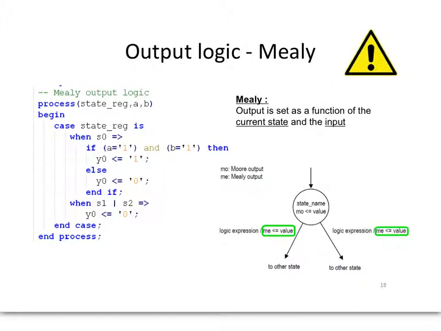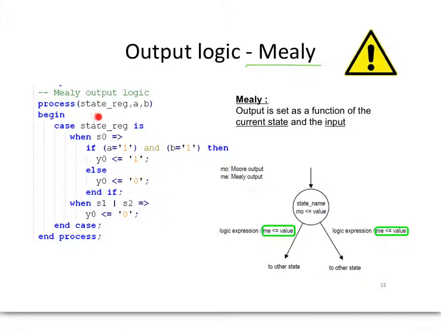So the other type of output logic we could have is the Mealy output logic. The Mealy output logic, as you recall, is a function of the current state and the input. So here we look at both the current state and the input. That also means that our Mealy output values are assigned together with the transition from one state to another. So the output logic is over here, the code.